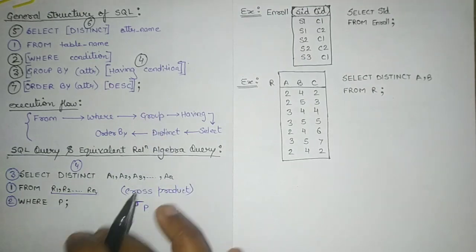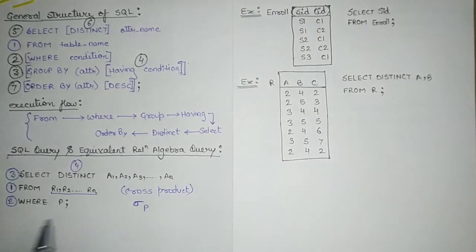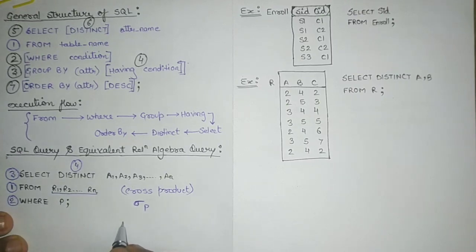So what will be the equivalent relational algebra query over here? What I told you is that first of all we need to go with the from. So in from I have to cross product all of these tables. So I have to do the cross product, that is R1 cross product with R2, cross product with R3, up to cross product with Rn. So first of all this should happen.